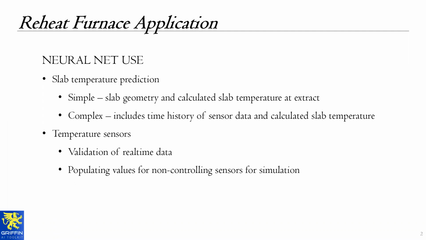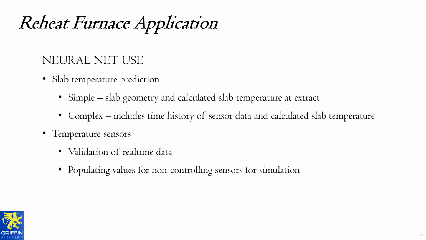One is very simple, kind of that basic fit model I just mentioned, where I look at the slab geometry, height, length, width, weight, and I also look at the temperature that we calculate for the slab when it's extracted from the furnace. That's only about 6 or 7 data points, and I plug that into the neural network, and it's going to spit out the predicted temperature at a certain stage of rolling.